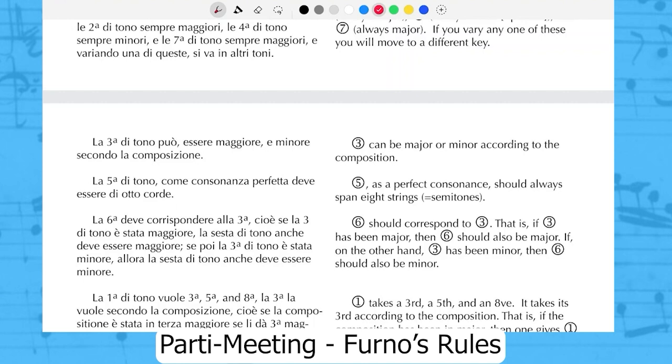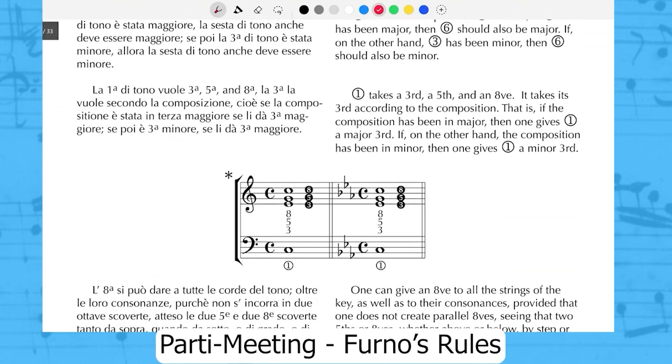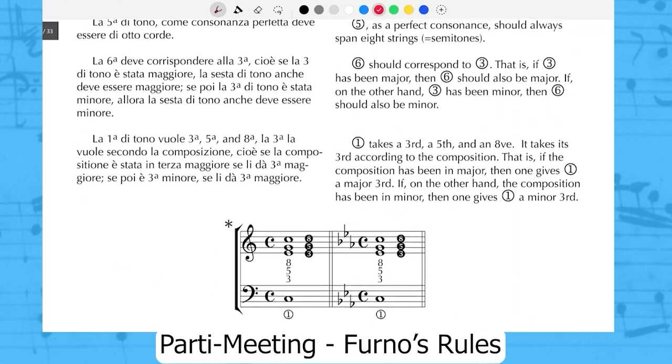Okay, it means that, for example, take A minor. You have the minor third, A, C, re, mi, fa in ancient solmization, and you have the minor sixth, A, F. In A major, you have the major third, A, C sharp, and the major sixth, A, F sharp. Okay, you can go on.